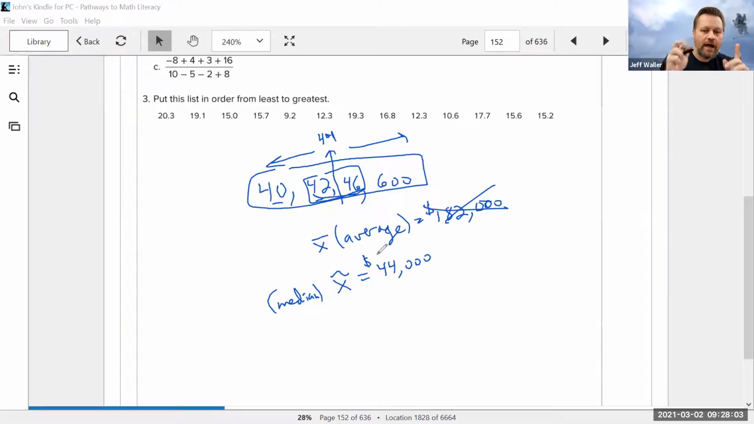All right. Now, I am not saying median is better than mean. The mean is actually better than the median, but there are specific cases where the median is more honest.